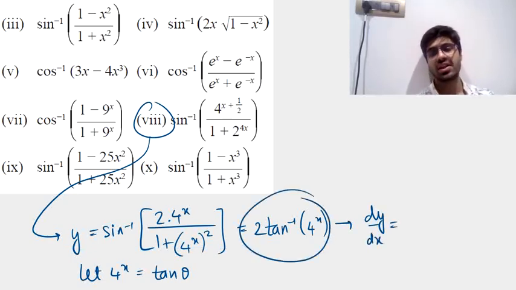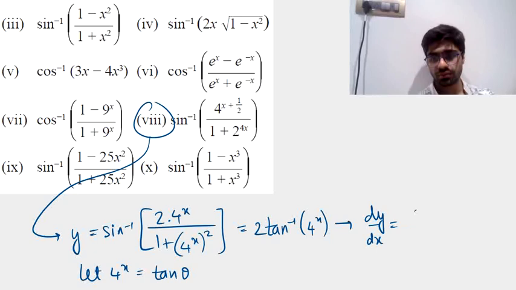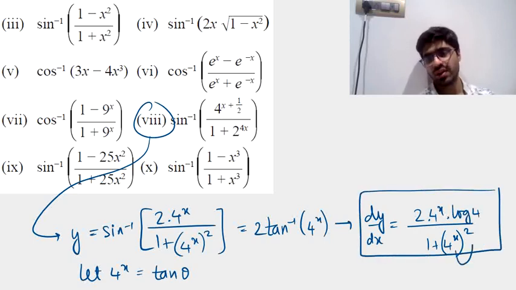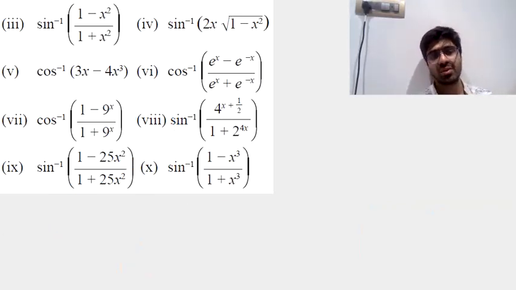So dy by dx, the derivative of this, that will be 2 upon 1 plus 4 power x the whole square, and multiply that with the derivative of 4 power x, which is 4 power x into log 4. Yeah, we can simplify that a bit more, because you can write that 4 power x the whole square as 4 power 2x, which is 4 square the whole power x, that is 16 power x. 2 can be taken inside the log, and you can write that as log 16. But all that is not of great significance here. We can say that this by and large is our final expression of dy by dx.